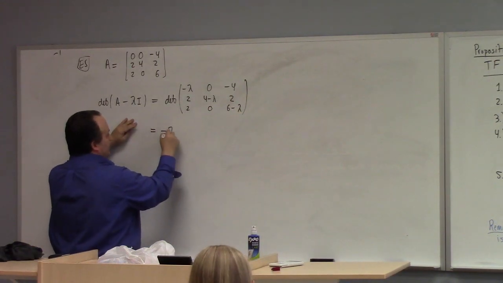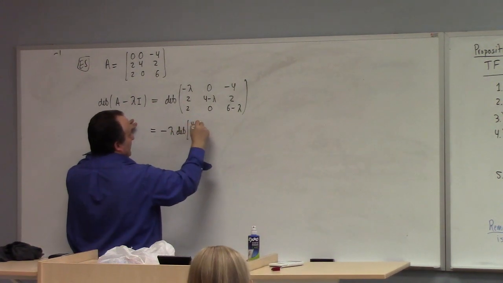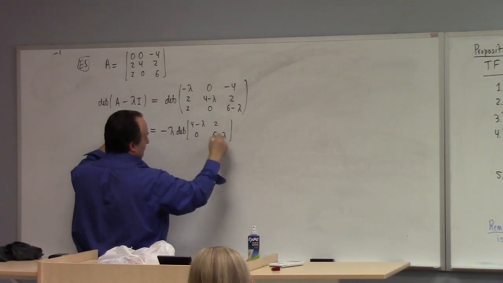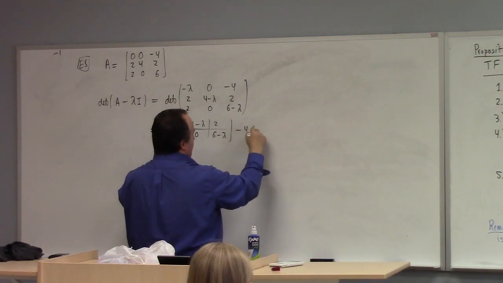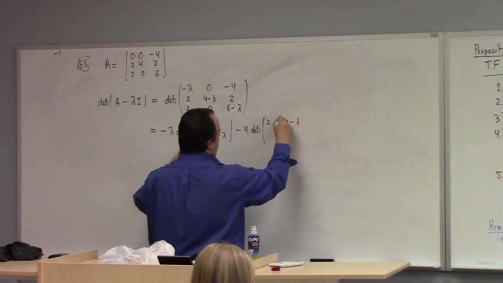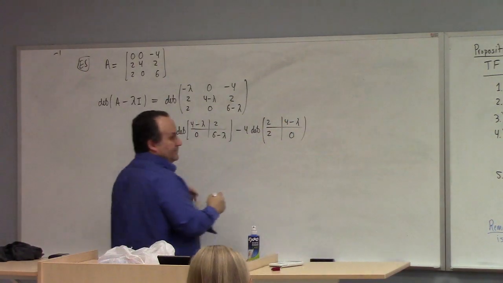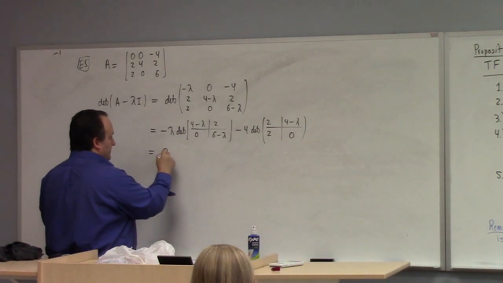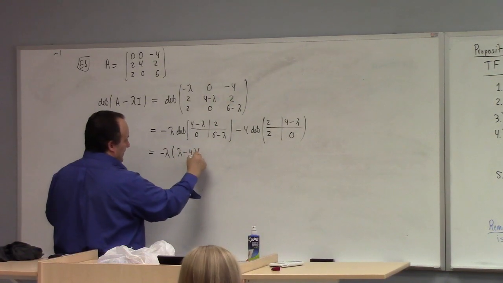So that looks like minus lambda times the determinant of 4 minus lambda, 2, 0, 6 minus lambda. And then minus 4 times the determinant of 2, 4 minus lambda, 2, and 0. All right. Well, that is lambda with a minus times lambda minus 4 times lambda minus 6.